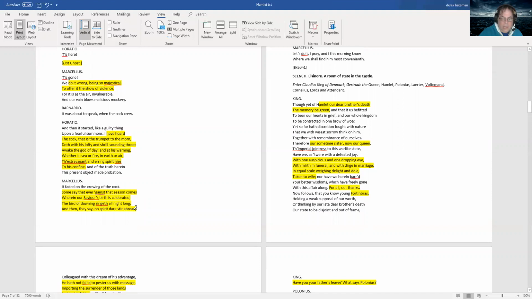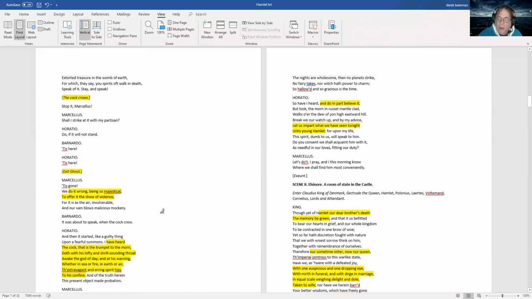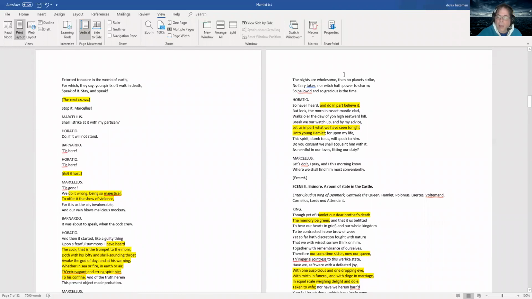It's interesting here what Marcellus, who riffs off this a bit, says, and this again is alerting us to another element in the play that we want to be attentive to. "Some say that ever against the seasons come wherein our Savior's birth is celebrated, the bird of dawning, the rooster, singeth all night long. And then, they say, no spirit dare stir abroad, the nights are wholesome, then no planet strike, no fairy takes, nor witch hath power to charm, so hallowed and gracious is the time."